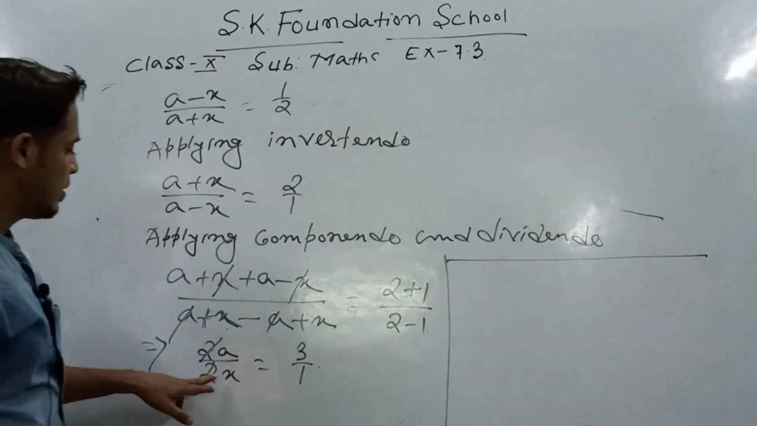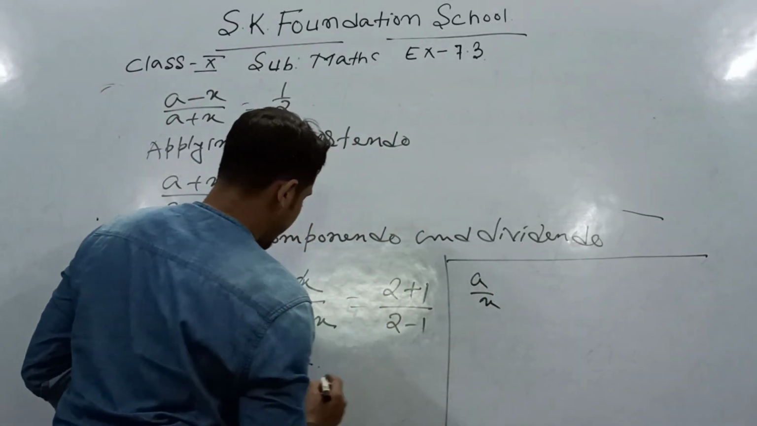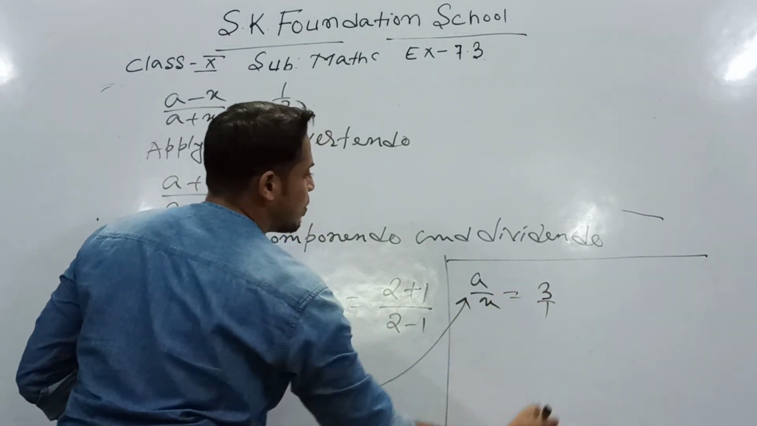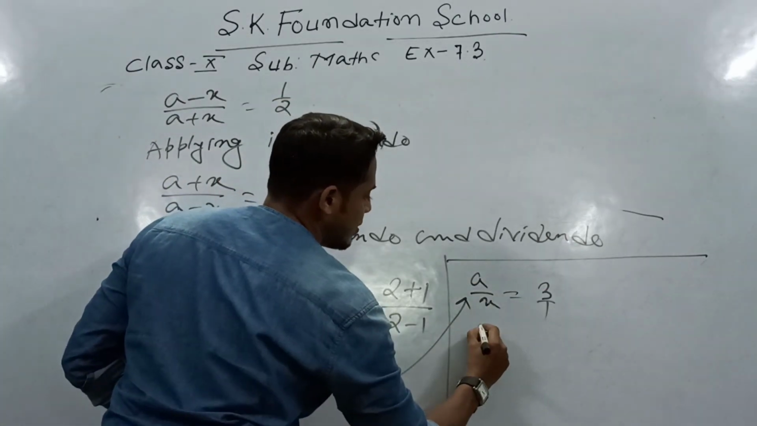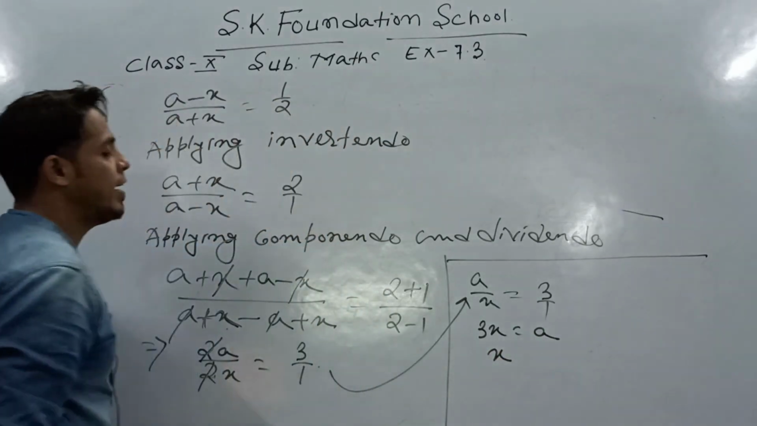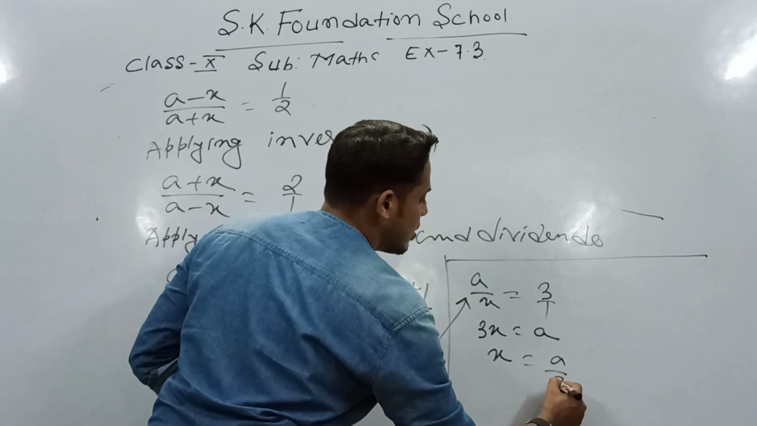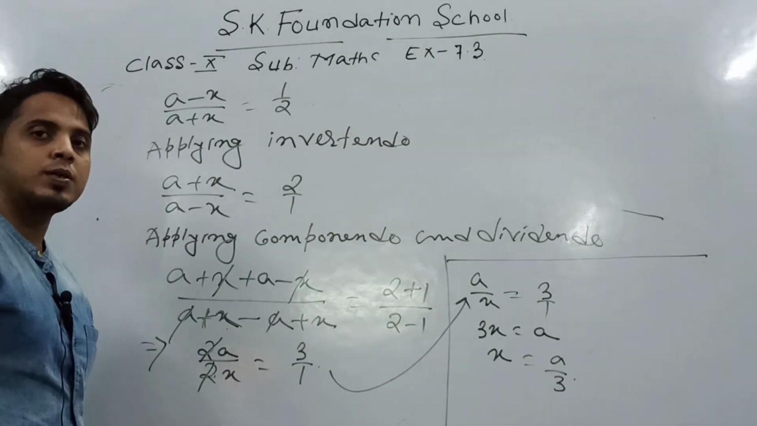Now the remaining part is a by x equals 3 by 1, so cross multiplying, 3x equals a. Now we are going to find the value of x, so x equals a by 3. Okay, this is our answer. Understood?